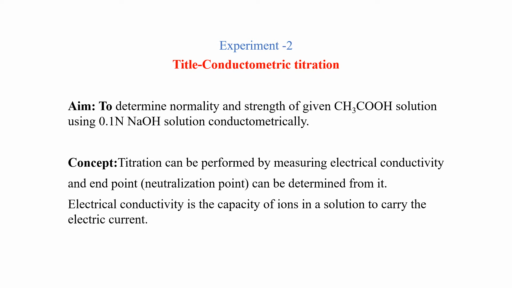The aim of the experiment is to determine the normality and strength of weak acid acetic acid solution using strong base 0.1 normal NaOH solution conductometrically. We have to determine the normality and strength of acetic acid solution by conductometric titration.